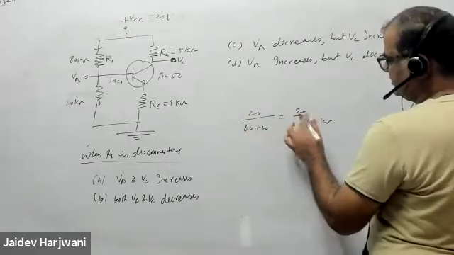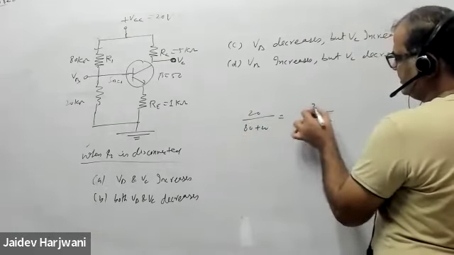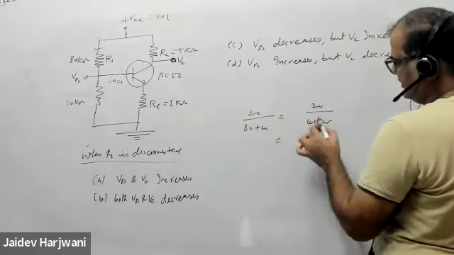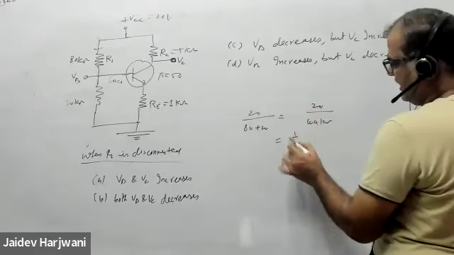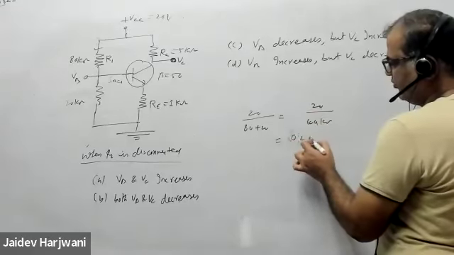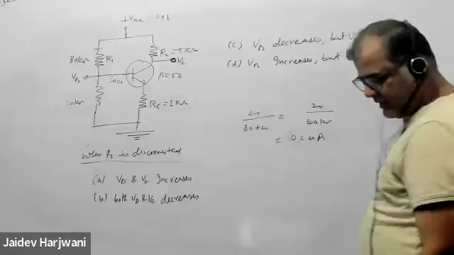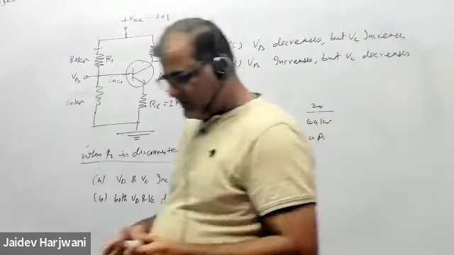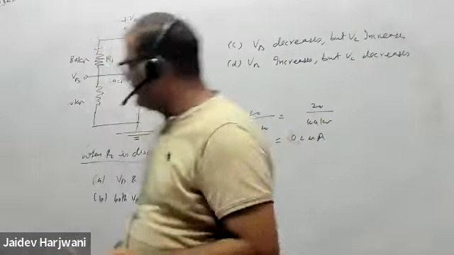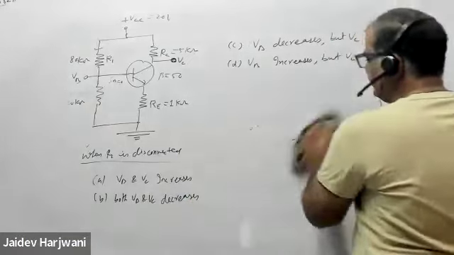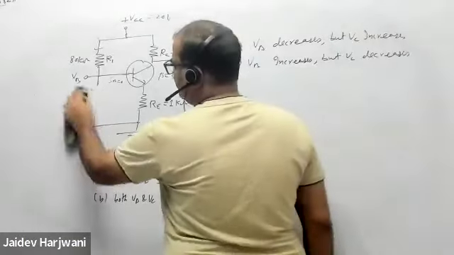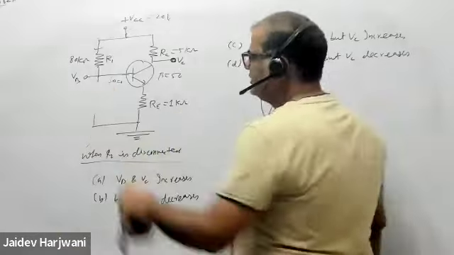So this is how much? Tell me what is the current? This is 0, this is 1.5, 0.2 milliamps. Okay, that is 200 microampere. Now suppose I reduce this current, suppose I remove this one.